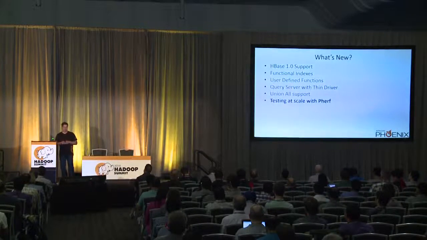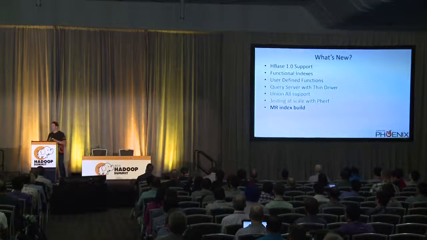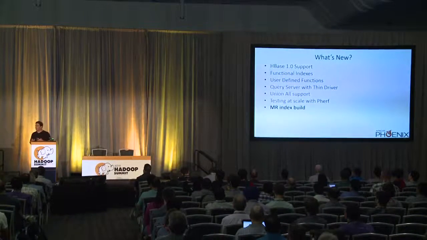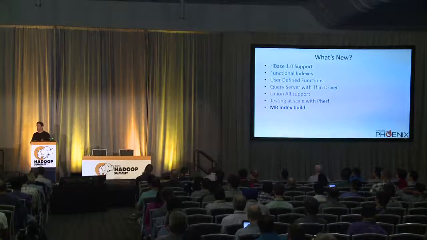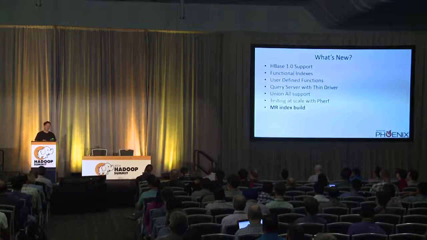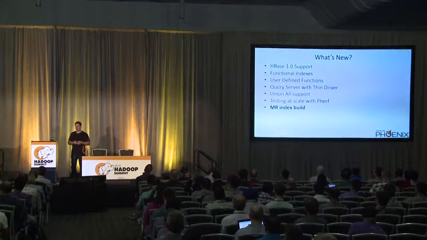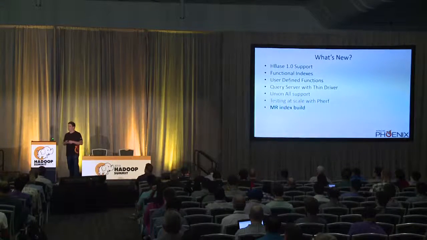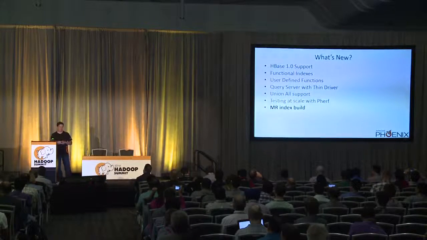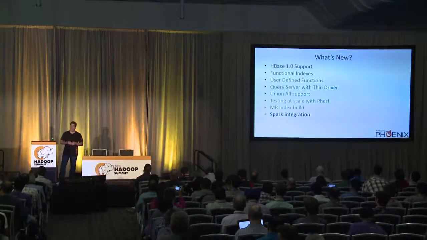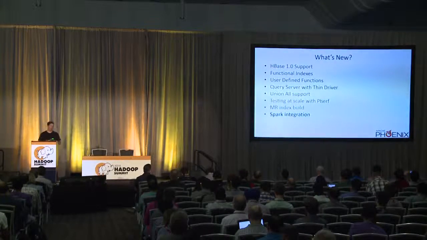Okay, another thing, Mapreduce index build. So this is a great one. When you create a secondary index on a table today, if the table has a lot of data, then obviously it's going to take a long time to generate that secondary index. So now you can run that as a Mapreduce job instead of as just a single client API call. So that's really powerful. And it becomes monitorable and restartable as well, which is important.